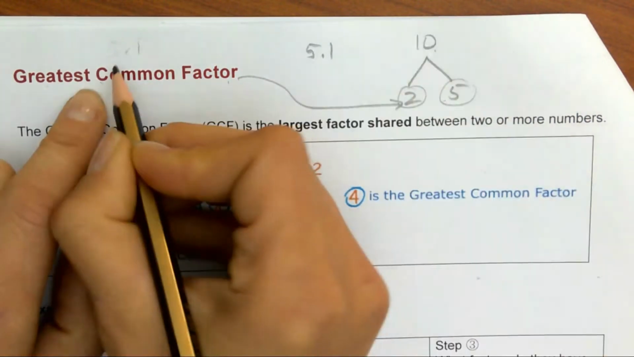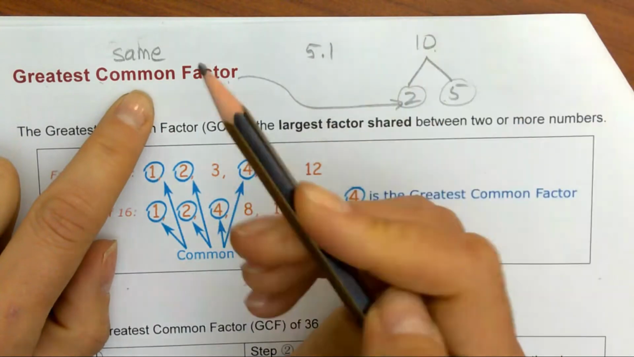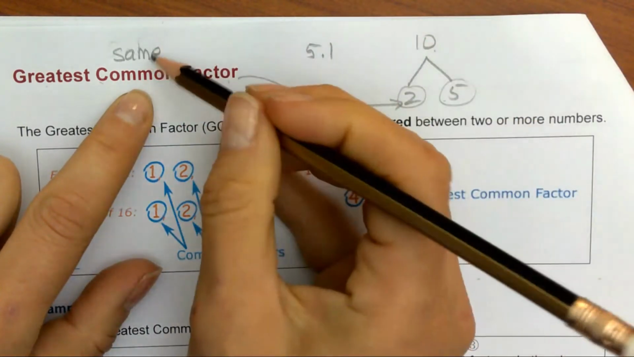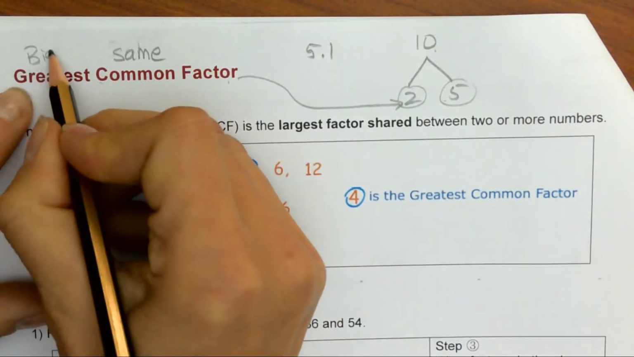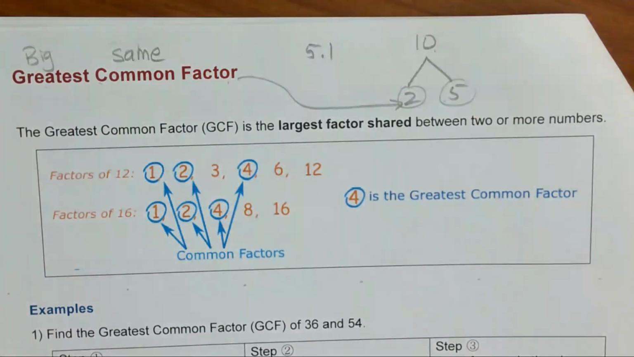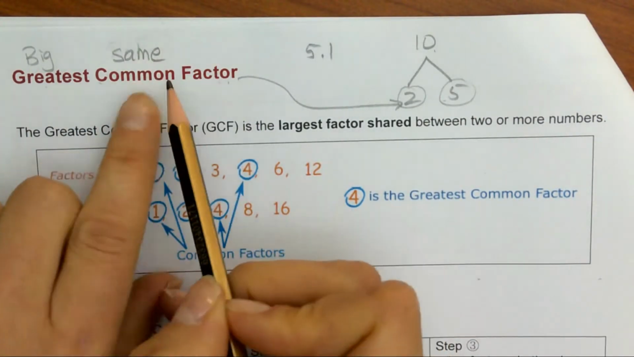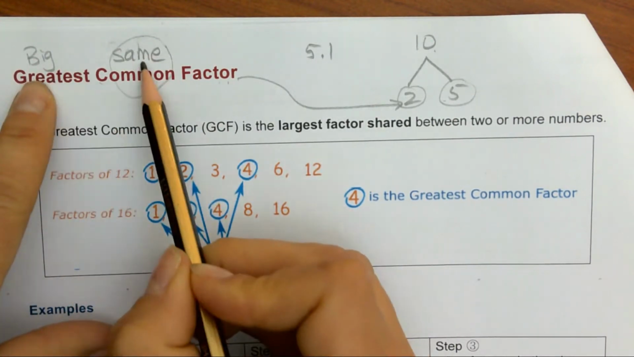Common just means same. So if I look at two women, what are the same? Maybe they both have long hair. So common just means what's the same. And greatest means biggest. So the biggest thing. So what we're going to do is we're going to make lists of factors. Then we're going to circle the things that are the same and choose the biggest one that's the same.